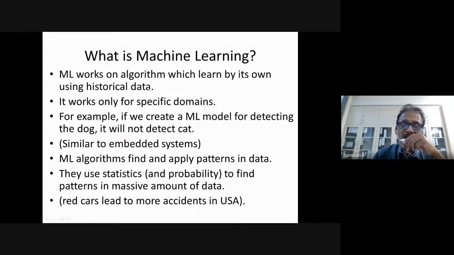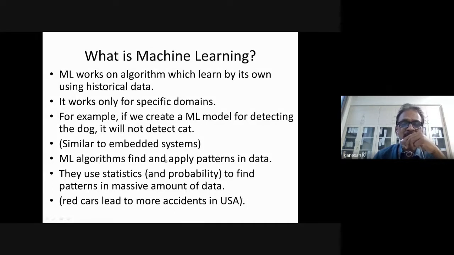The major difference is that machine learning works on algorithms which learn by their own using historical data. There are many algorithms, and maybe we will touch upon one or two of them. And it works only for specific domains. For example, if you create a machine learning model for detecting a dog, it will not detect a cat. Each of these machine learning algorithms works only for a particular domain. When you go to another domain, we need to start again from sample data.